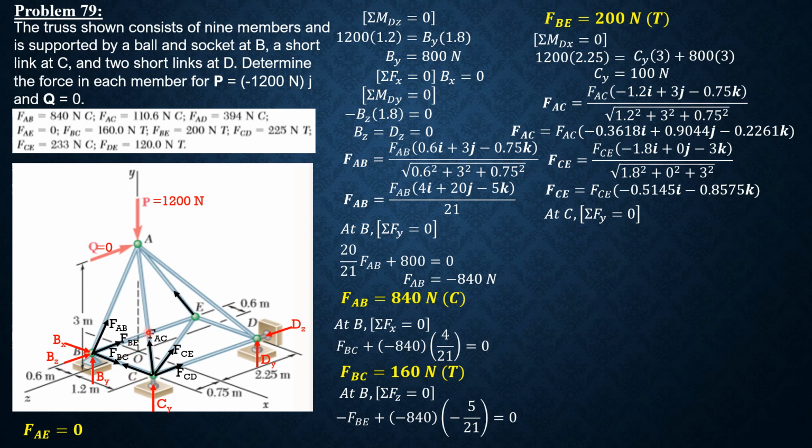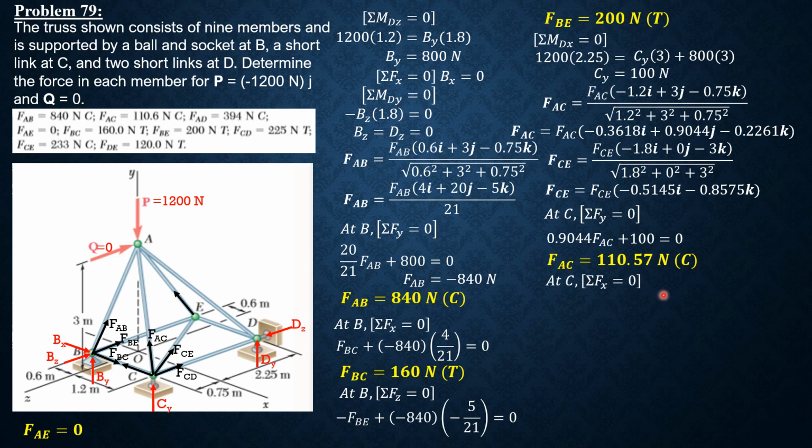Summation of forces along Y equals 0 at C to solve for FAC. So the vertical component of FAC is 0.9044 FAC plus Cy, which is 100, equals 0. So 0.9044 FAC plus 100 equals 0. Solving for FAC, FAC is negative 110.57. Negative value means compression. So 110.57 newtons compression. That's FAC.